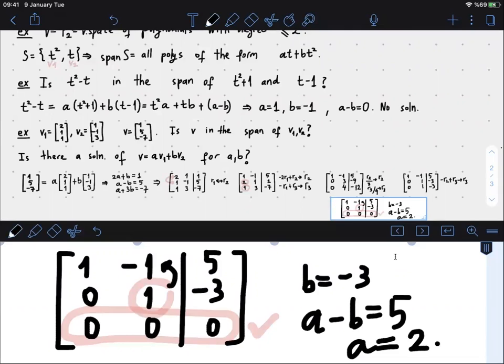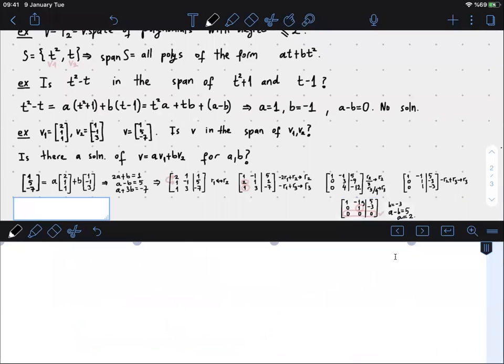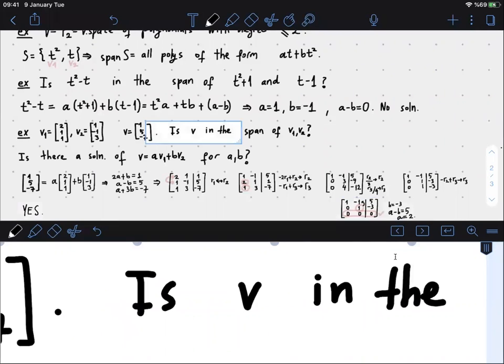The important thing is it has a solution. We're not interested in what the solution is. The important point is whether it has a solution or not. So yes, the answer is yes. So the answer to this question is yes. So the answer to this question is also yes. Okay, both questions are yes.